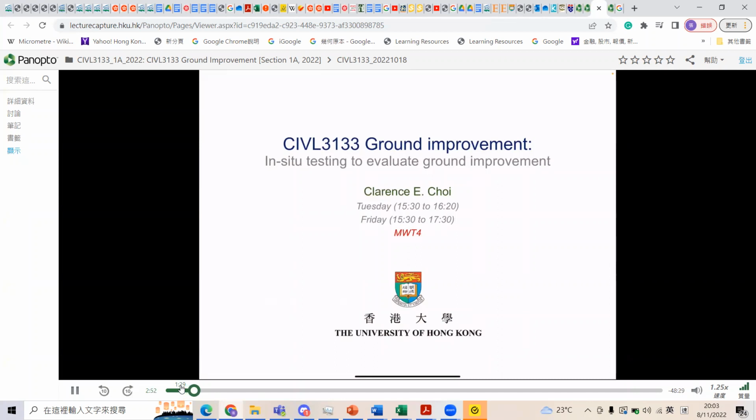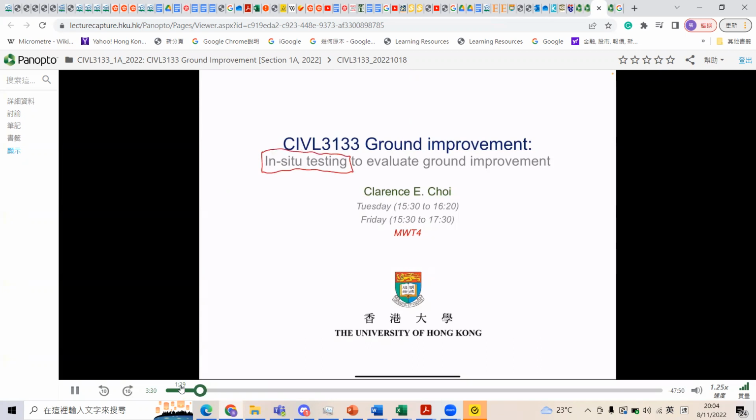In the past lectures, I did mention that there are ways to evaluate whether your ground improvement was successful. You can probably imagine it is quite difficult to check whether ground improvement was successful for a very large plot of land. So we can achieve this by carrying out what we call in situ testing. And that's what you see here with this word here, in situ testing to evaluate ground improvement.